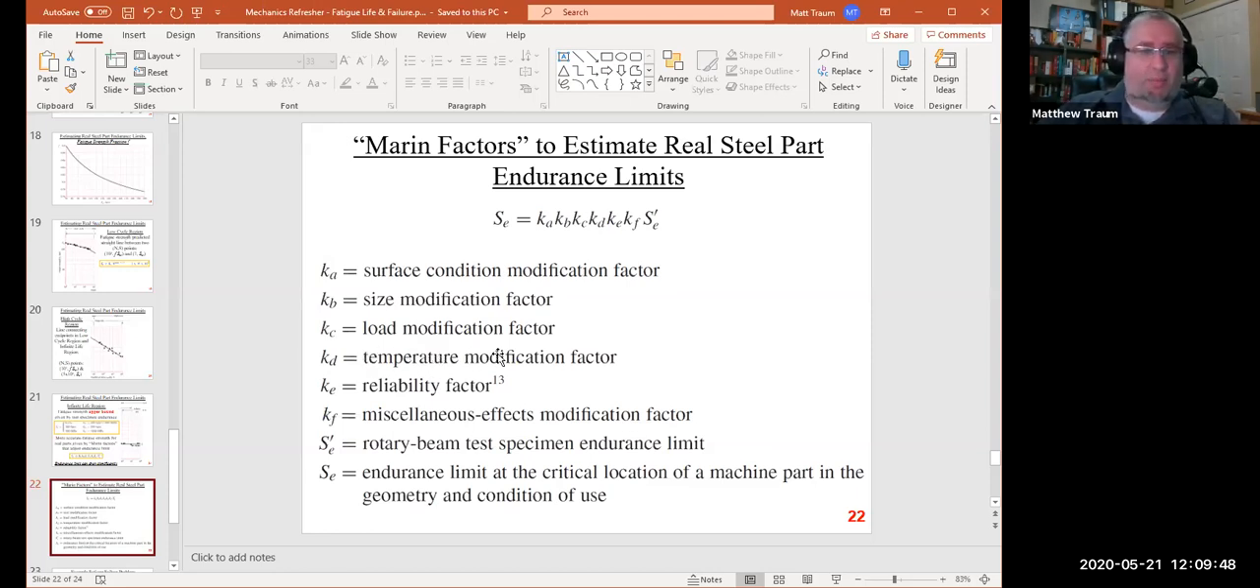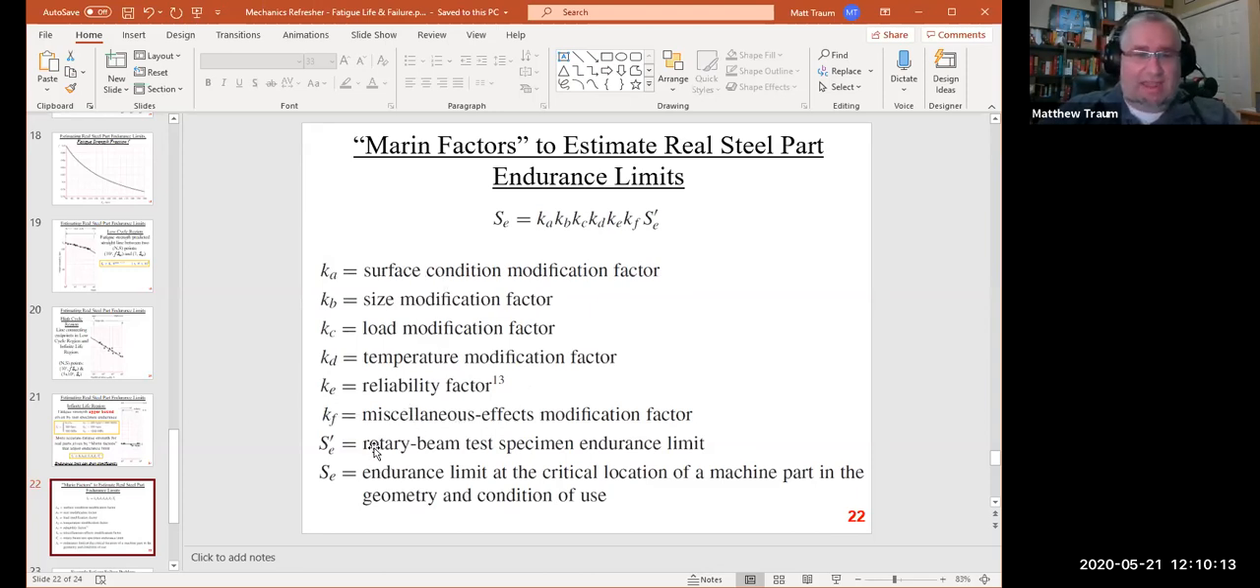So if you're operating your part at an elevated temperature above room temperature, you have to modify for that. And then we've got reliability. So if you want a higher factor of safety, a higher reliability, you can make a correction for that. I love this one, miscellaneous effects modification. It's like basically everything that doesn't fit somewhere else ends up there.